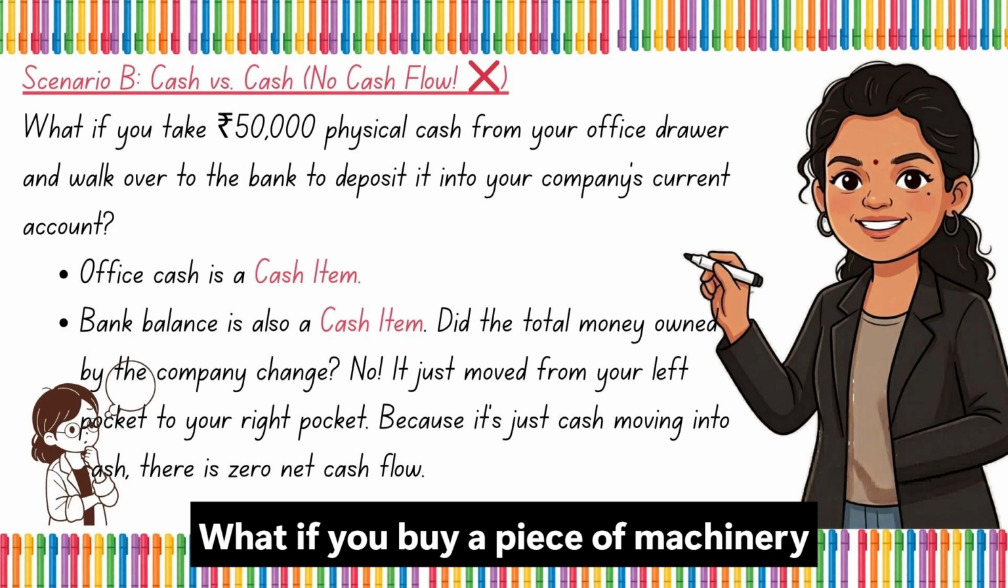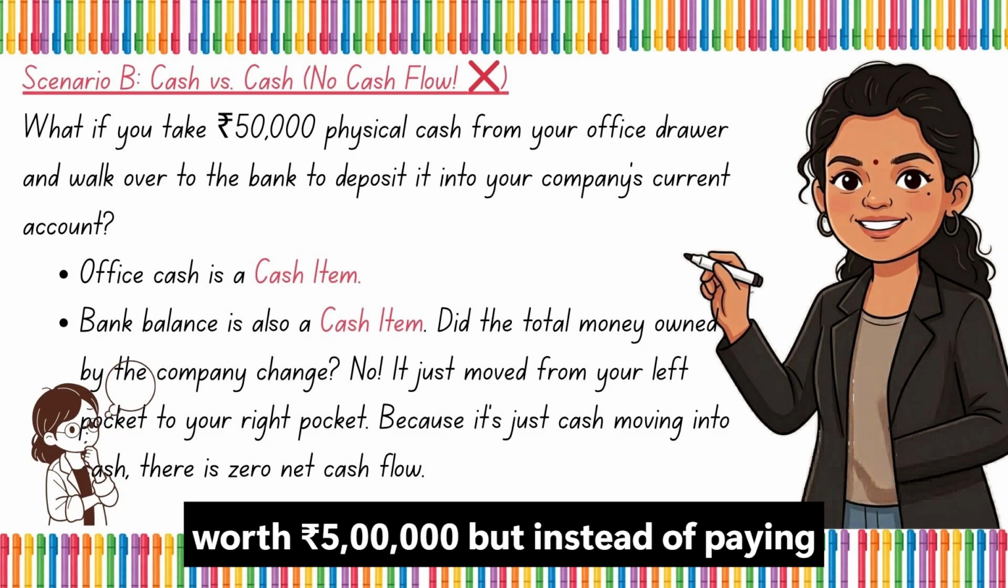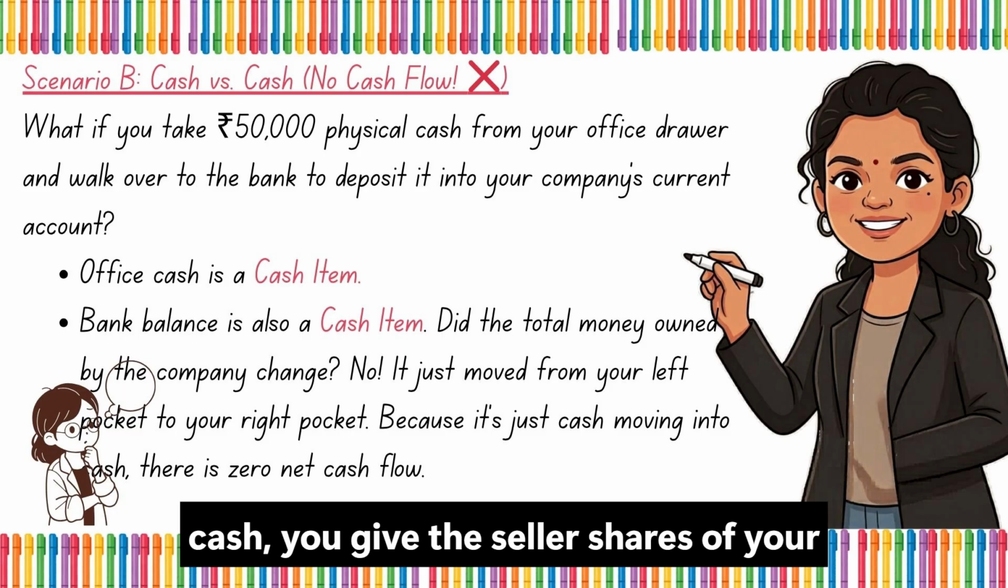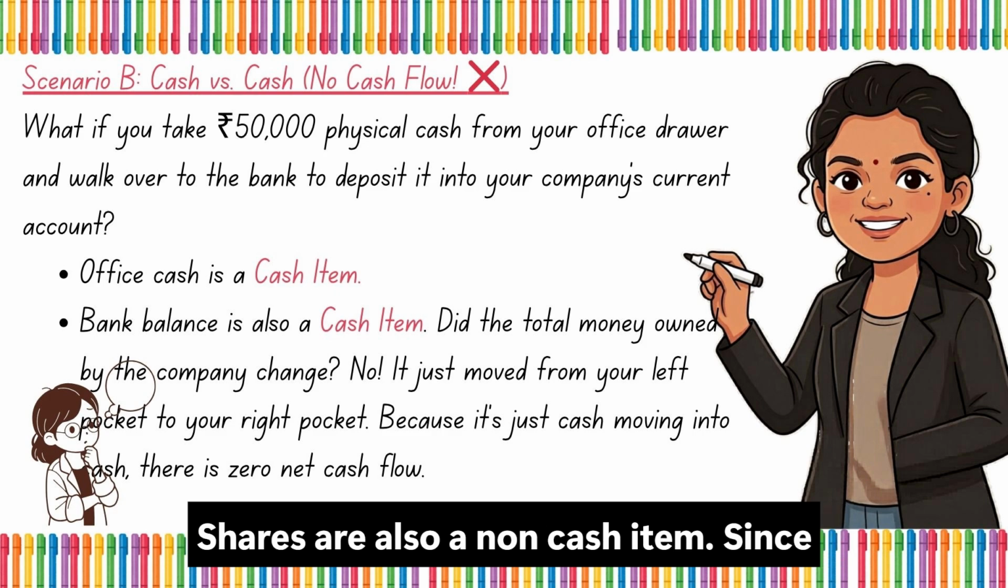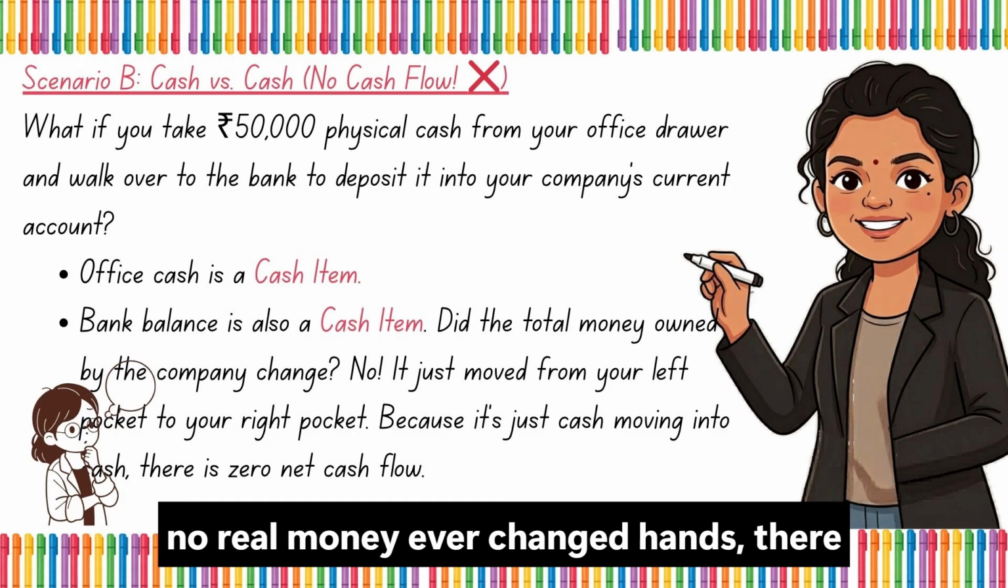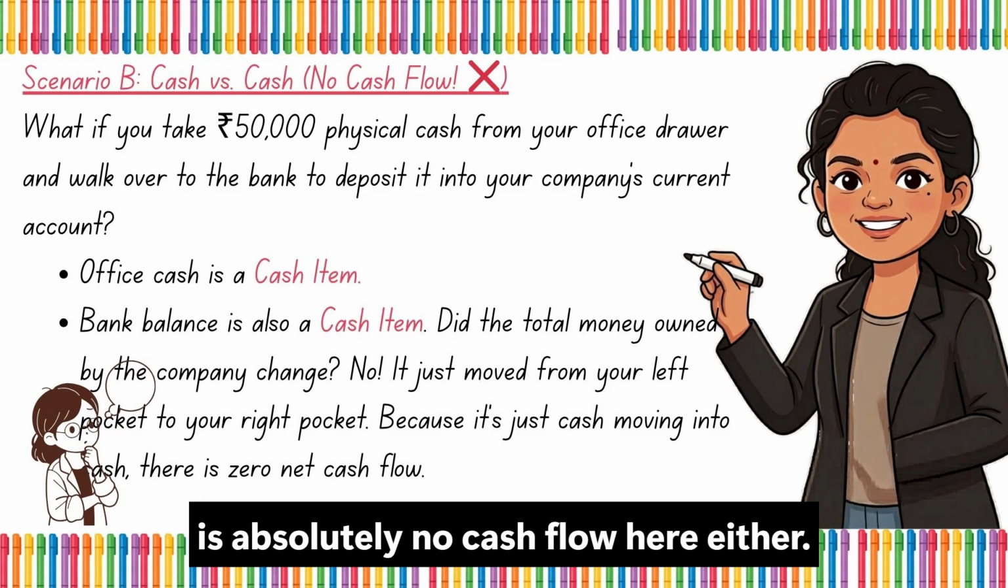What if you buy a piece of machinery worth 5 lakhs rupees, but instead of paying cash, you give the seller shares of your company? Machinery is a non-cash item. Shares are also a non-cash item. Since no real money ever changed hands, there is absolutely no cash flow here either.